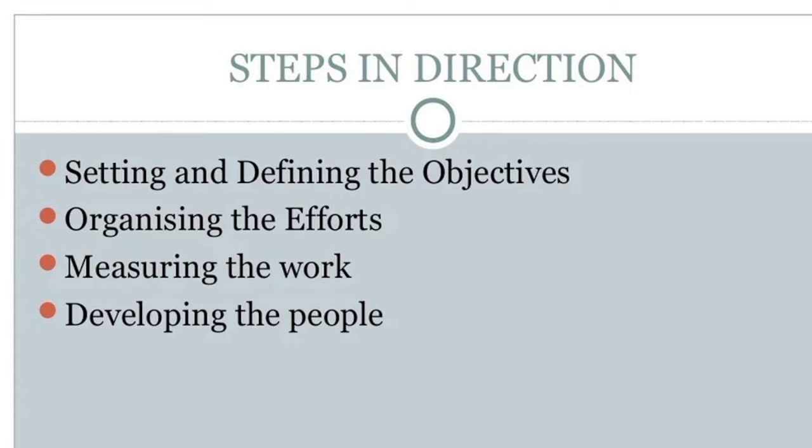Setting and defining the objectives. What is an organization? An organization has some objectives, and they should be achieved in a proper manner. What may be the organization's objective? Achieving profit, or earning the profit. So to earn the profit, what work is to be done? How is it to be done? How is it to be executed? That will be mentioned in the achievement of objectives. So for direction, we have to set and define the objectives.